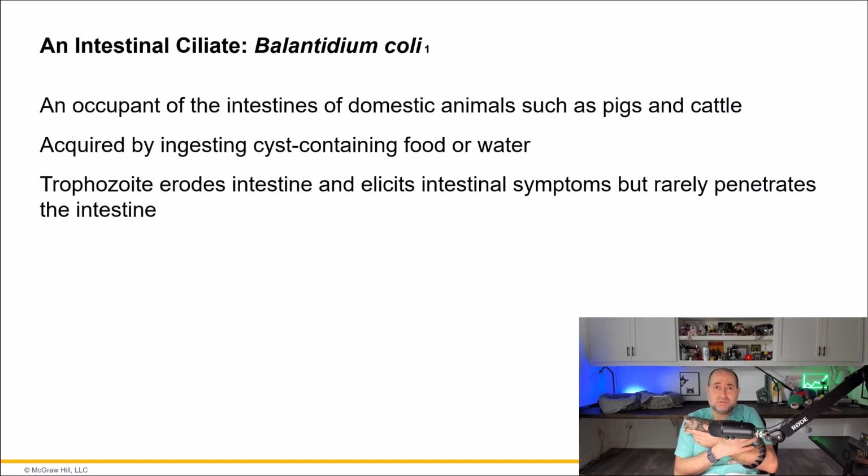And how do you get B. coli? You acquire it by ingesting cyst-containing food or water, from their fecal contamination. The trophozoite erodes your intestines and elicits intestinal symptoms, but rarely penetrates the intestine. So unlike Entamoeba histolytica, it's not known for leaving the intestines and going extra-intestinal to the lungs or the brain or something like that. This one stays put in the intestines and causes its disease there.